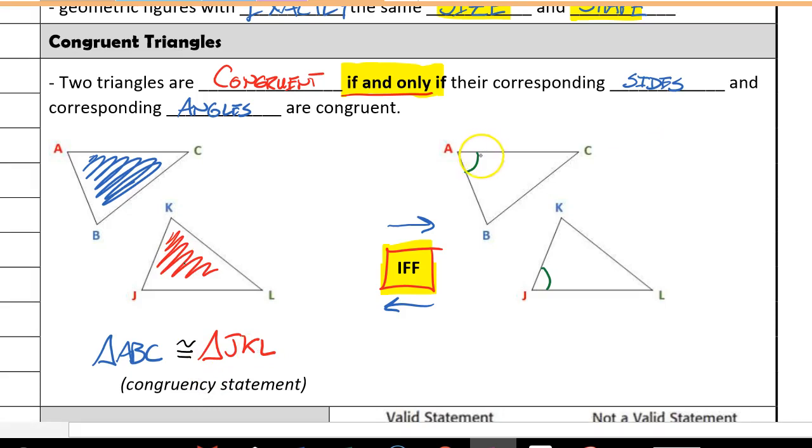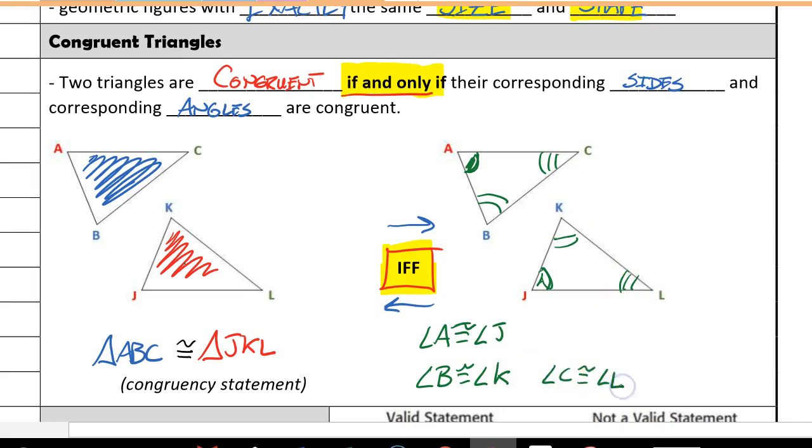In this diagram, what that means is angle A has to be congruent to angle J. Angle B must be congruent to angle K. And angle C must be congruent to angle L.